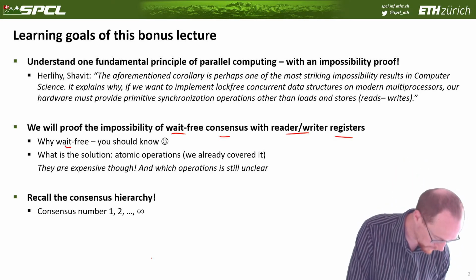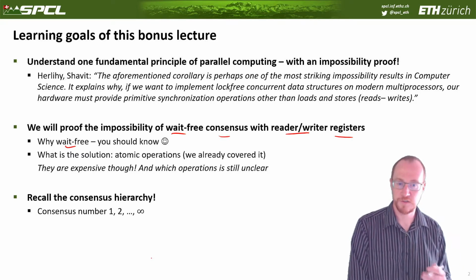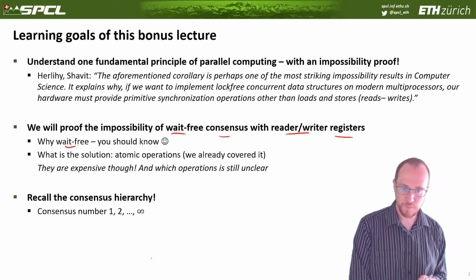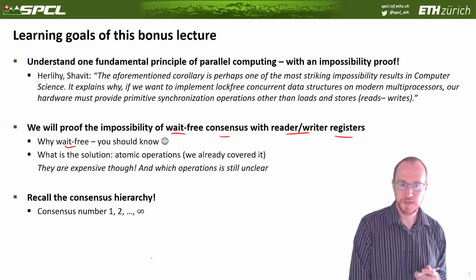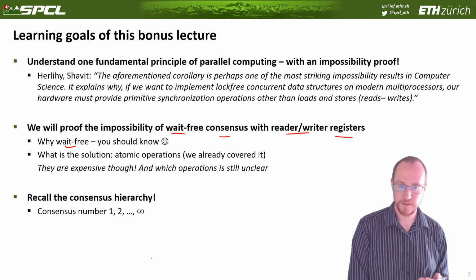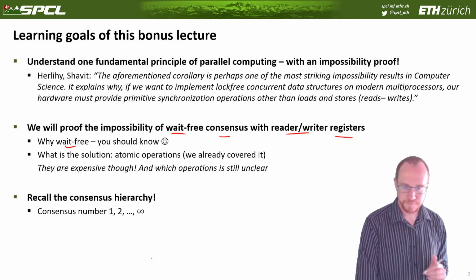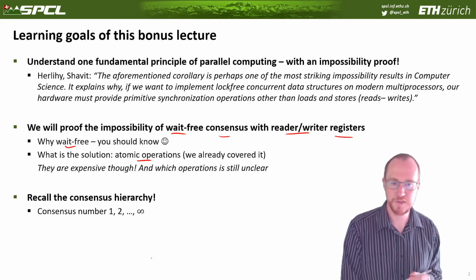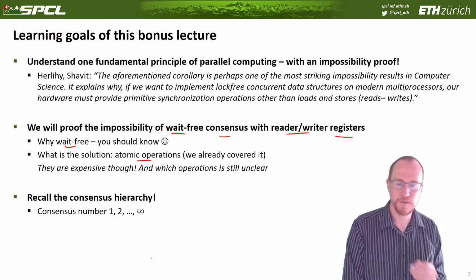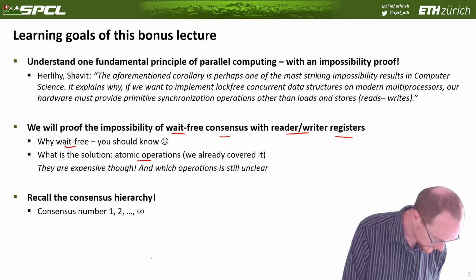So why do we care about wait-free? Well, I explained this before. It's really that if you have safety critical systems that have to make certain decisions in certain times, like airplanes, nuclear power plants, and brake systems, you better have a wait-free algorithm, because otherwise it could happen that even in a lock-free algorithm, through repeated conflicts, you could have a slowdown that may be not acceptable in your real-time system. So the solution, of course, as I mentioned, are atomic operations, but this is what we already discussed. So here in this bonus lecture, it's really about showing you why it's not possible with reader-writer registers. That's the whole content. So we have this consensus hierarchy that I mentioned.